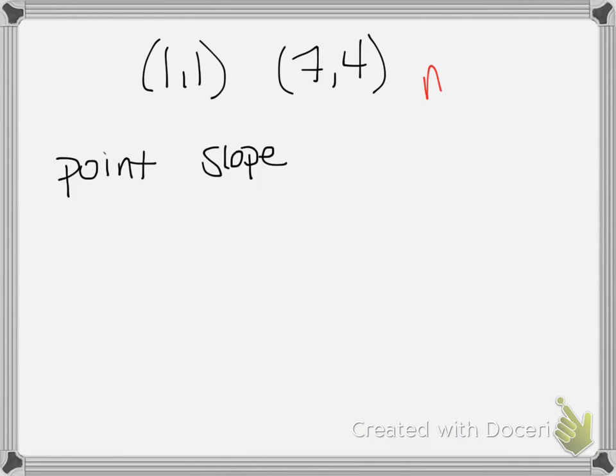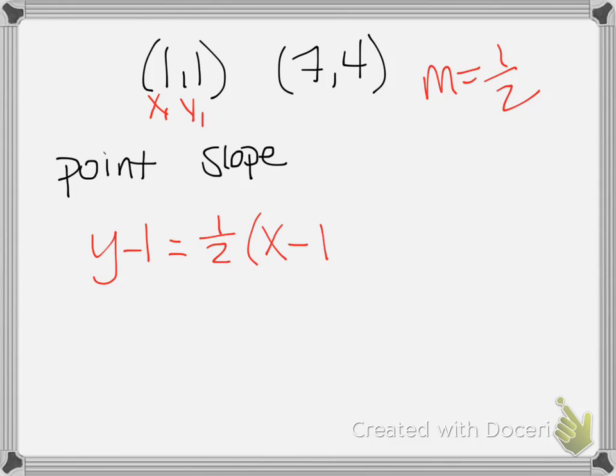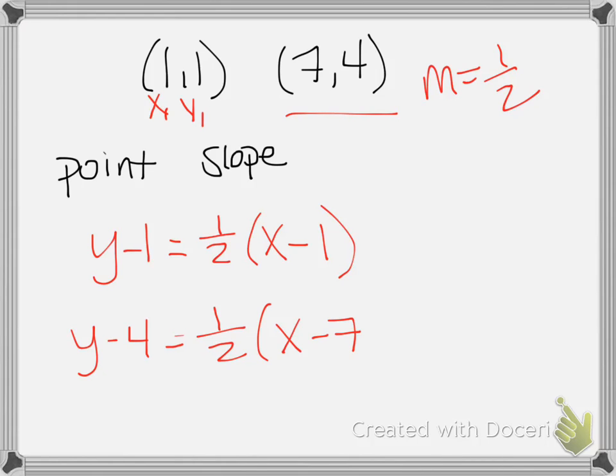Okay, so now, this is the same slope that we just found. I want to find my point slope equation. Okay, so I could use either point. So I'm going to use both points so that you can see which ones. So if this is my x1, y1, I'm going to get y minus 1 equals my slope times x minus my x1. If I wanted to do my other point, I would get y minus 4 equals my slope times x minus my x.